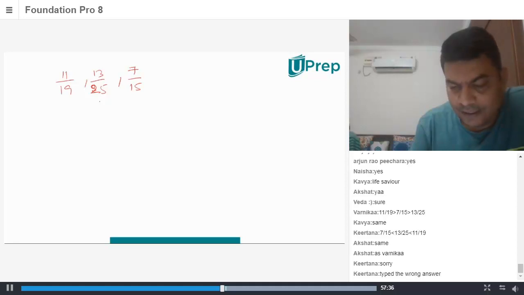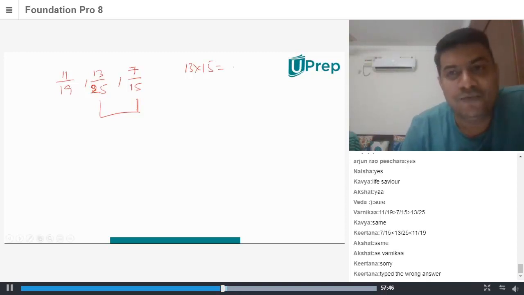You can see the multiplication is easy here. So 13 into 15, I just need to do 13 into 15. People who know mathematics very well know 13 into 15 is 130 plus 65, right? 13 tens is 130, 13 fives is 65. 130 plus 65 for me is 195.